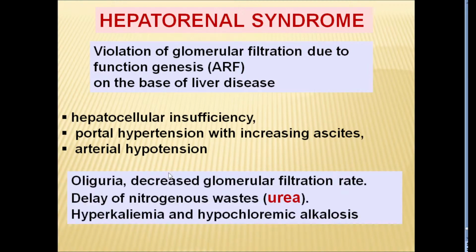Clinically, it's manifested with decreased diuresis to oliguria. We remember oliguria, a level of urine less than 500 milliliters per day. With decreased glomerular filtration rate, indices of blood will change. As a result, retained nitrogenous substances increase: urea and creatinine in blood analysis. We can reveal disordered electrolyte metabolism, hyperkalemia, hypochloremia, alkalosis or acidosis depending on the stage of liver insufficiency.